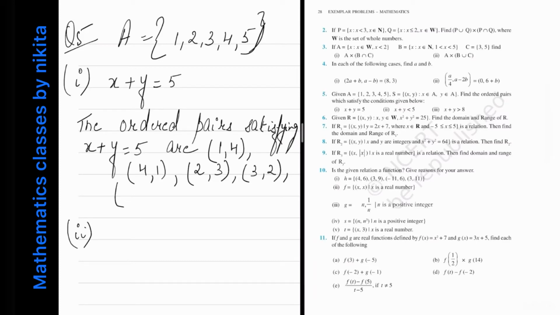In the second part you have to find all those ordered pairs which satisfy the condition that x plus y is less than 5. So strictly less than 5. So let's start with 1. If x is 1, then y can be 1. First of all, y is coming from A, so y will take the values from the set A. Now again if x is 1, then y can be 2 also because 1 plus 2 is 3. Again if x is 1, then y can be 3. Now y cannot be 4 because 1 plus 4 will be 5.